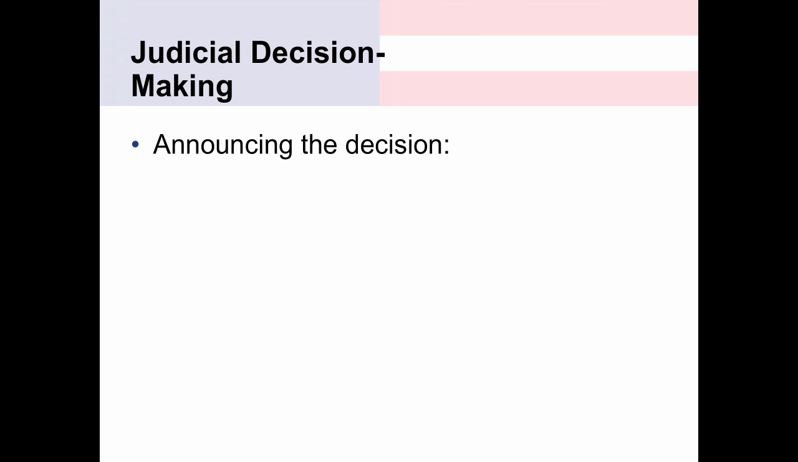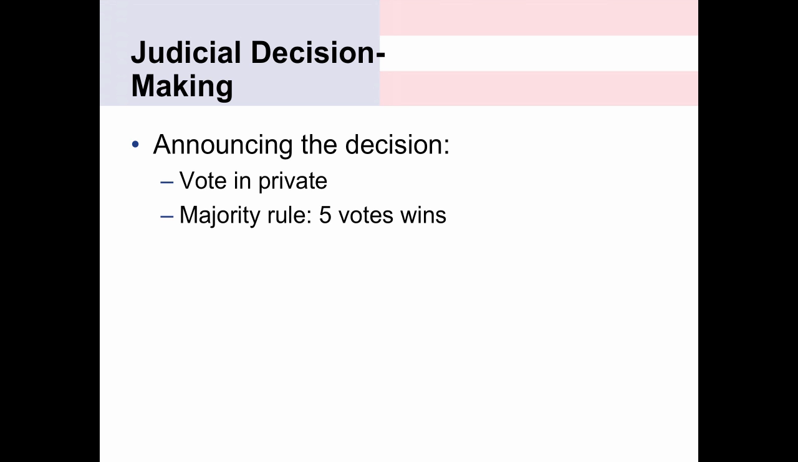Now let's turn to the third step in the process, announcing the decision. The Supreme Court justices cast their votes for or against the lower court ruling in private. And they operate on majority rule. 5 votes wins the majority. When 5 Supreme Court justices agree to uphold a lower court ruling, that lower court ruling is upheld. When 5 of them agree to overturn it, the lower court ruling is overturned.